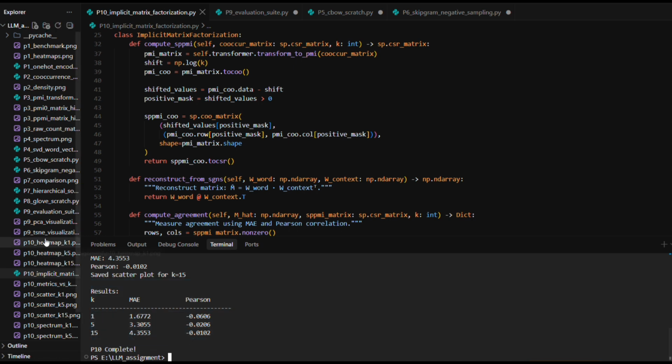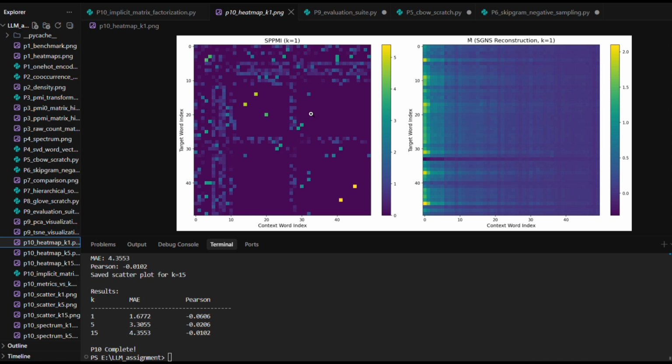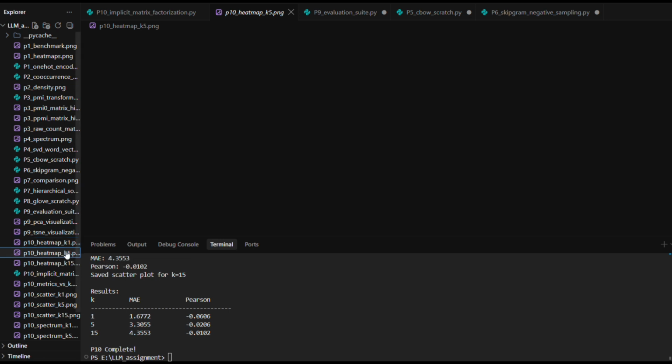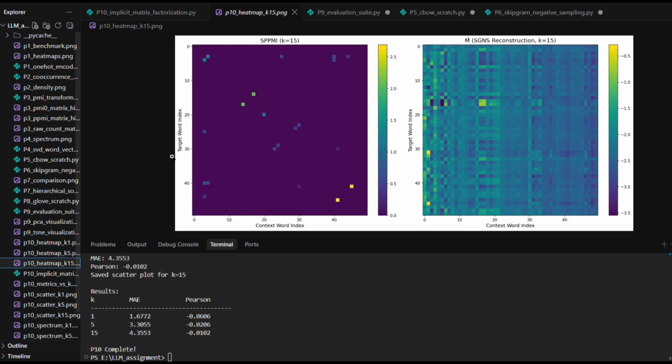Now let's see the visualizations. This is the heat map for SPPMI with k equal to 1, and the SGNS reconstruction with k equal to 1. Thereafter for k equal to 5, this is another heat map representation. And thereafter k equal to 15, this is the heat map representation.